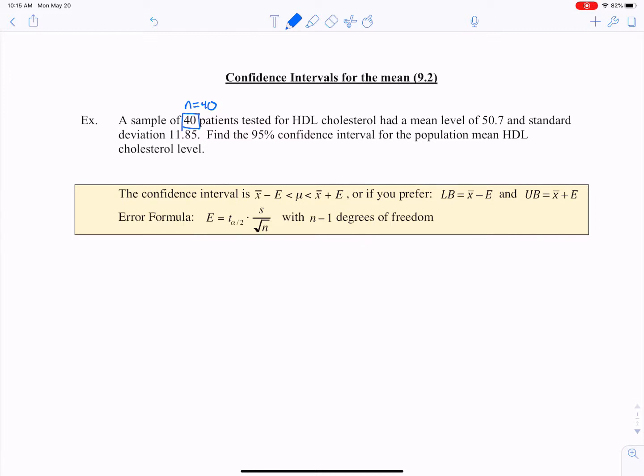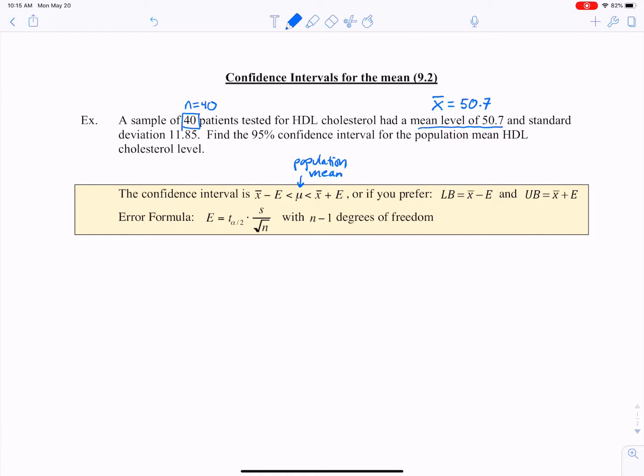So when they say the mean level of 50.7, that is because it's from a sample, x bar is equal to 50.7. For the population mean, we use that symbol mu, this guy right there. That stands for the population mean, which is usually different from a sample mean.